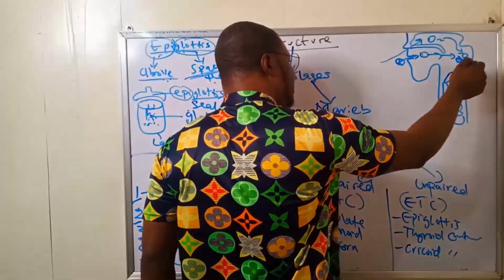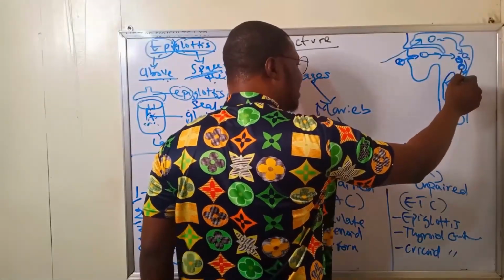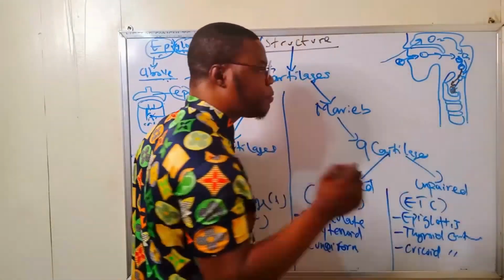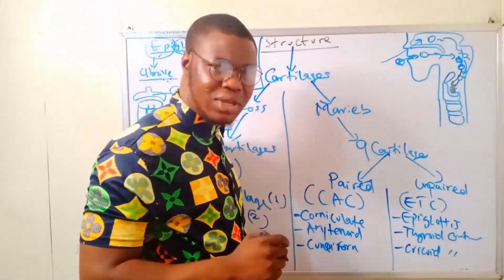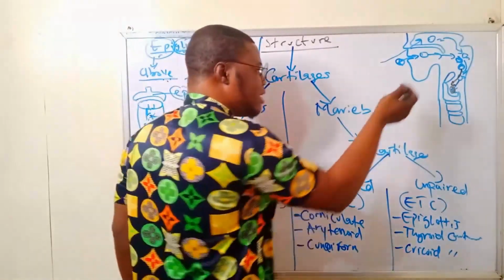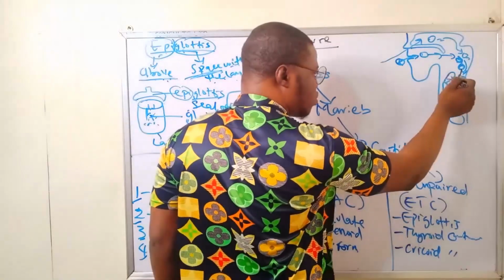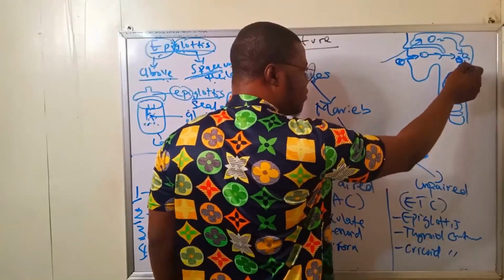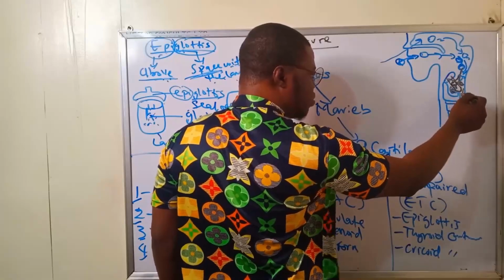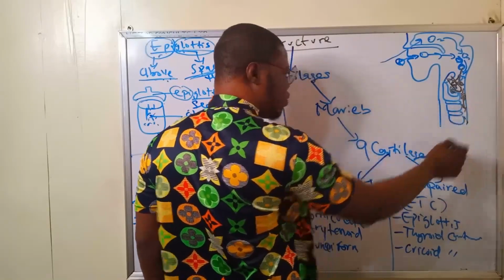And now, this food particle can enter into the airway. But the food particle is not supposed to enter into the airway. Now what's going to happen? This epiglottis is this structure. Epiglottis. So it's going to seal off. It's going to close the airway. And then the food is going to pass through its proper path into the what? Into this esophagus below.